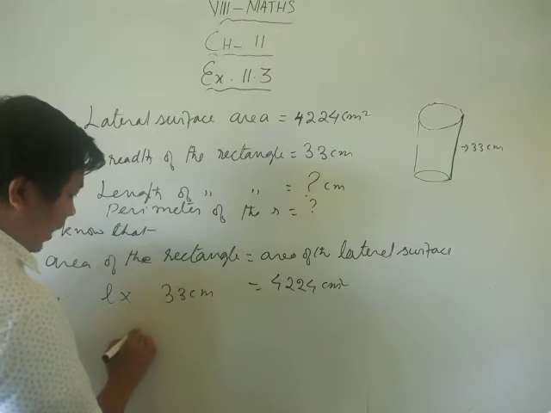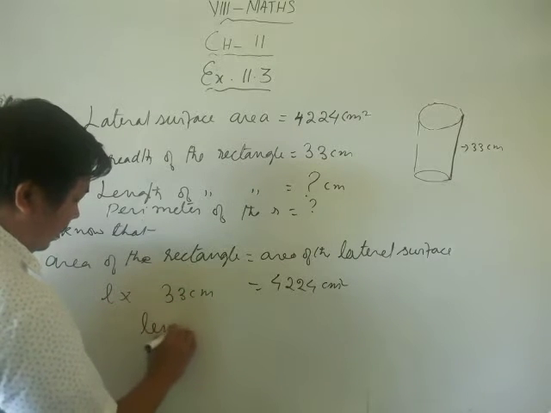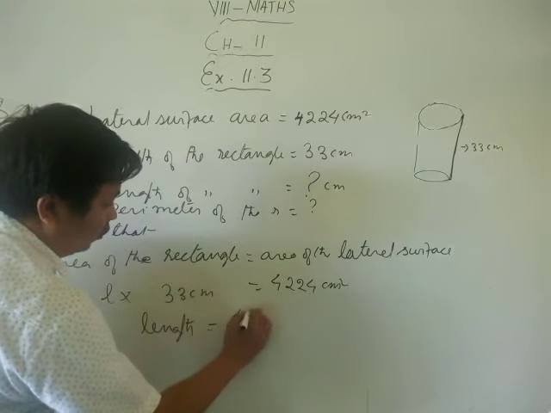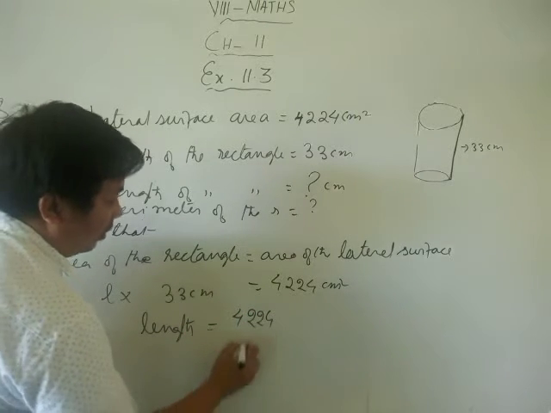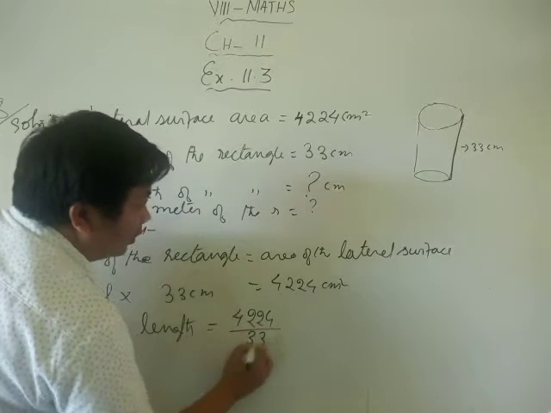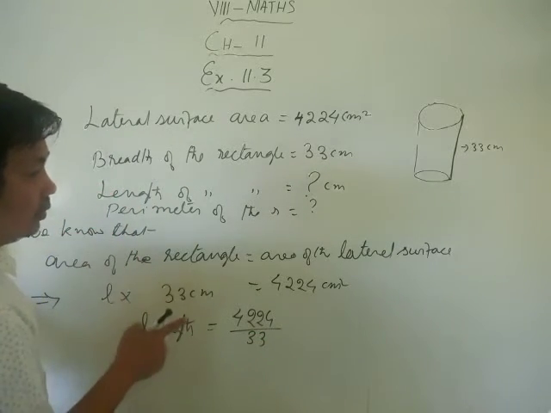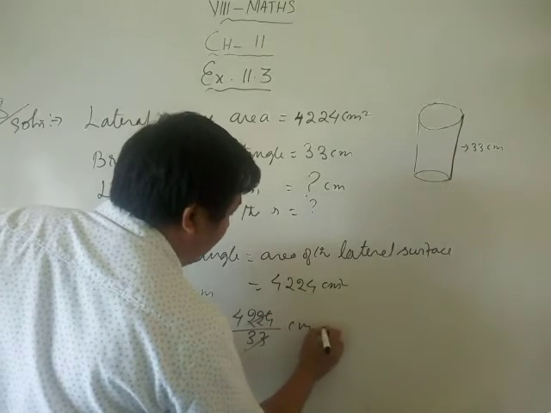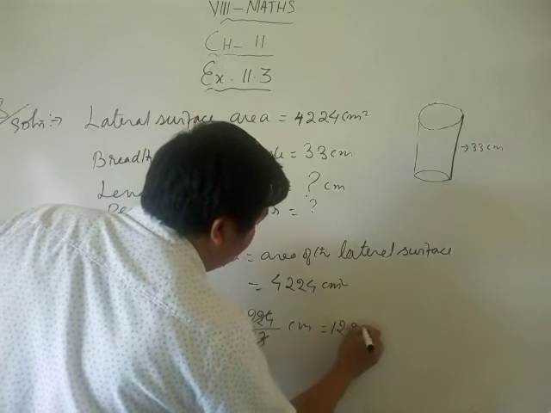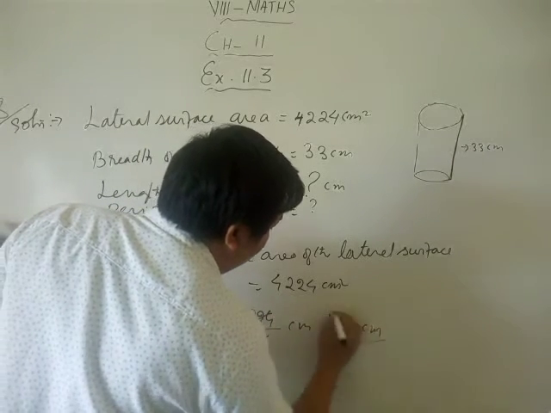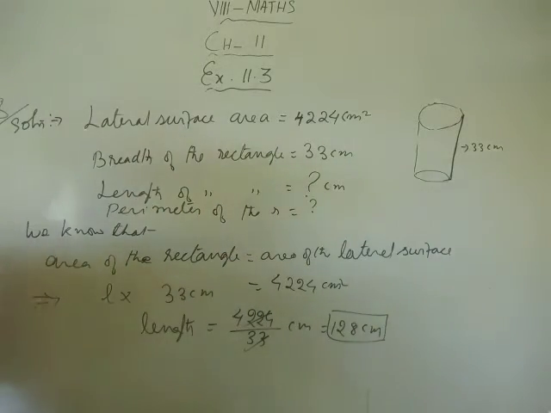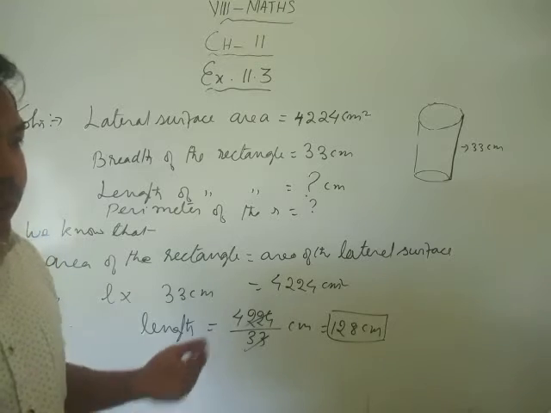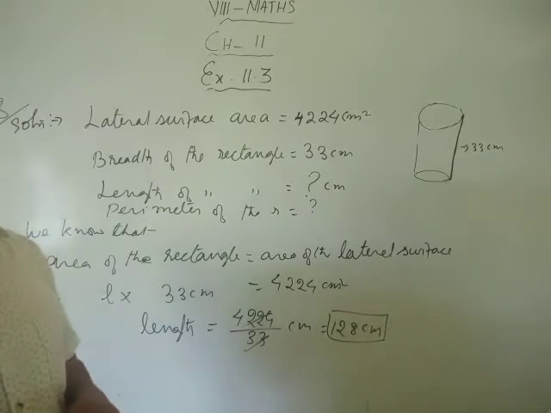Then how much will the length be? Length is equal to 4224 divided by 32. Then we will get 132 centimeters. So the length is 132 centimeters. After we know the length of the rectangle, we can find the perimeter, that is 2 into (L plus B).